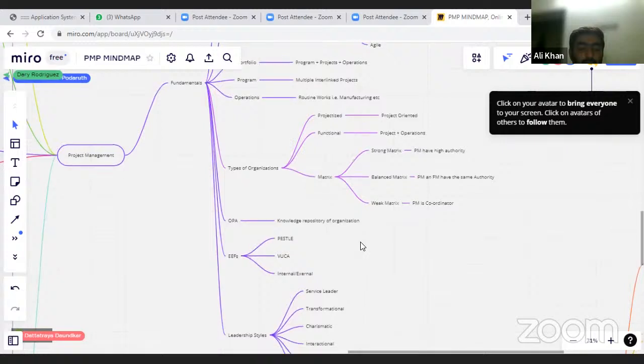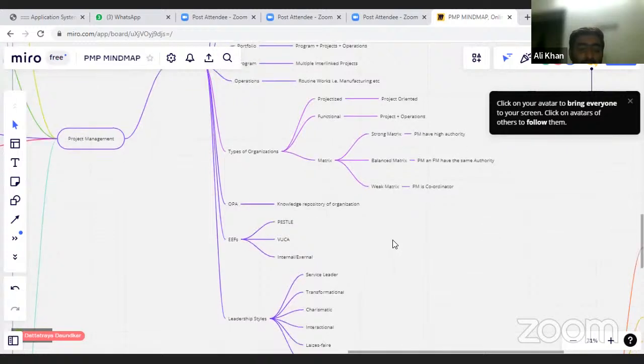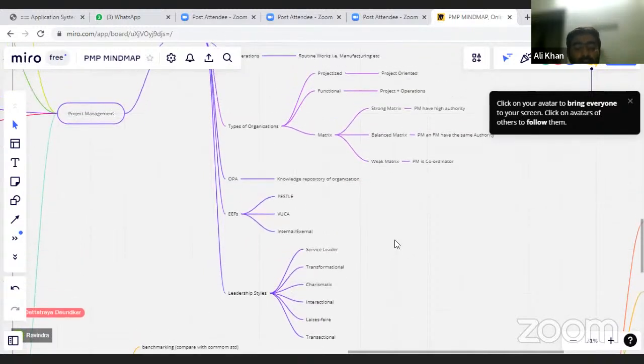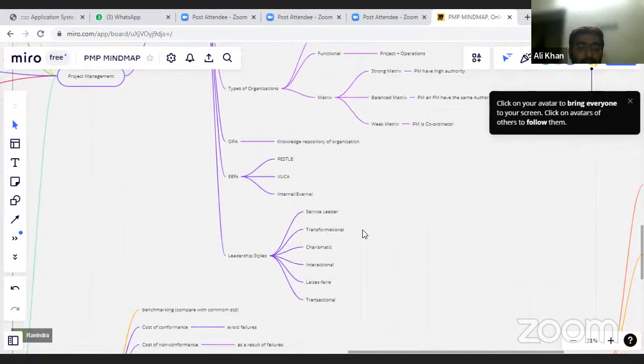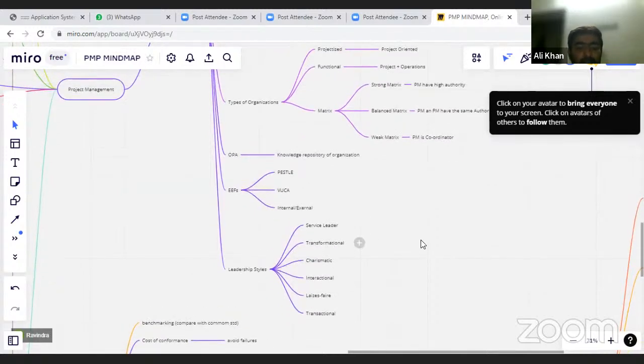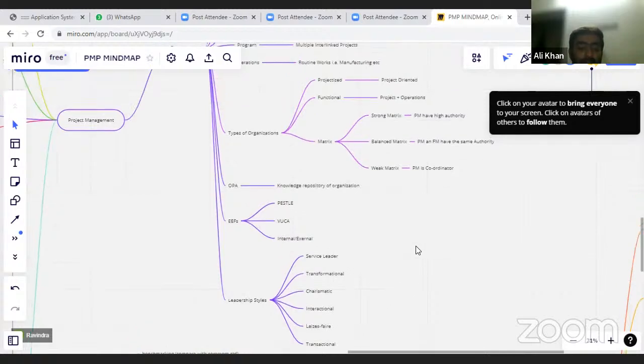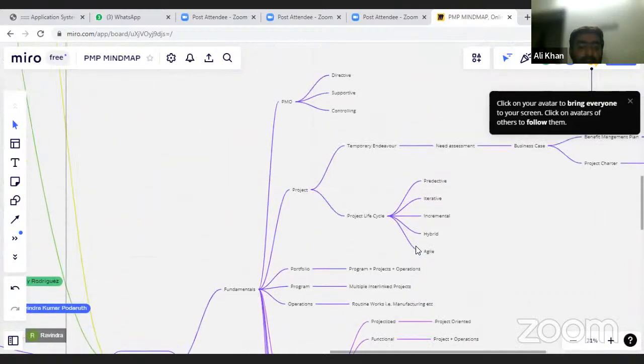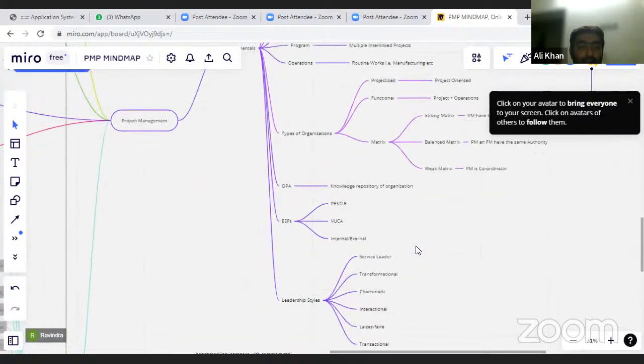On the other hand, we have OPAs. OPA is the knowledge repository of the organization. Then we have enterprise environmental factors that have an impact on the project. These are PESTEL, VUCA, and there may be internal and external factors. Leadership styles: we have servant leader, transformational leader, charismatic, interactional, laissez-faire, and transactional leader. These are basically the leadership styles of the project manager.